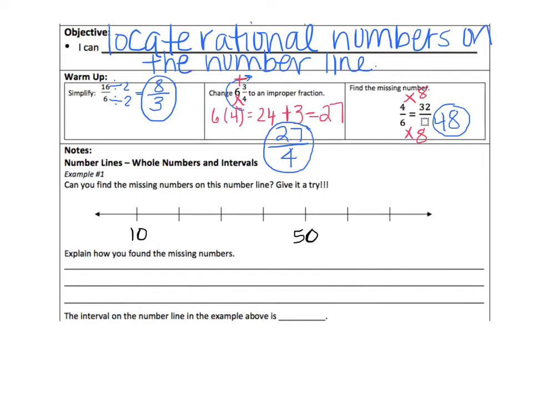Okay, so example number 1 says, can you find the missing numbers on this number line? I will give you about 3 seconds to figure out where the numbers on the number line go. Okay. So hopefully you realize that starting with 10, going to 50 with 3 lines in between would give us 20, 30, 40, 50, 60, and 70. On the lines below, explain how you found the missing numbers. Pause the video and restart it again when you're ready to move on.